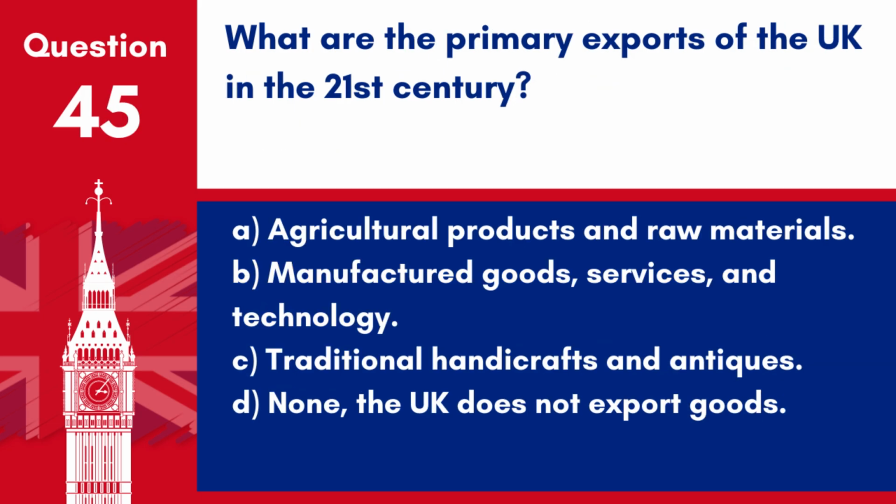Question 45. What are the primary exports of the UK in the 21st century? A. Agricultural products and raw materials. B. Manufactured goods, services and technology. C. Traditional handicrafts and antiques. D. None. The UK does not export goods.